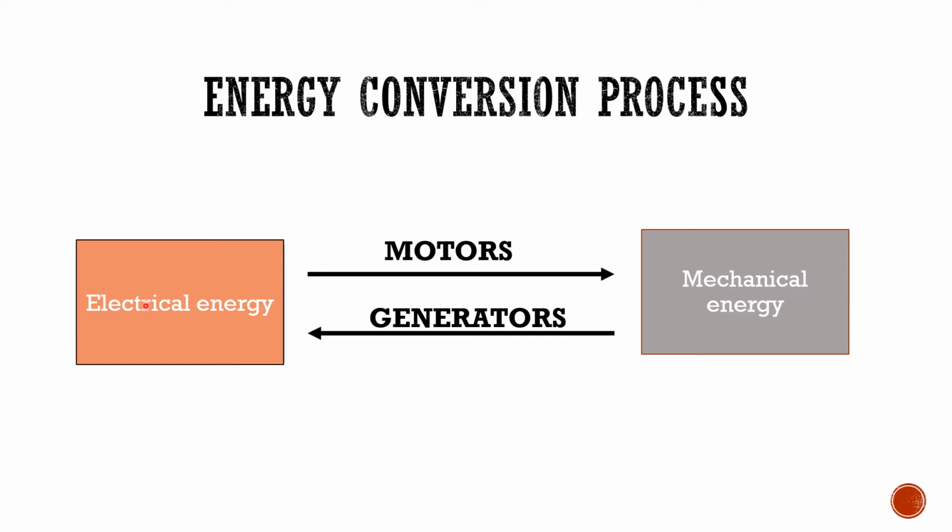So electrical energy cannot become mechanical energy by itself. It needs a process. So there go the electrical machines, the motors or generators. If we have electrical energy and we make this energy into mechanical energy, we're talking about a motor. But the other way around, if we have mechanical energy and we want it to become electrical energy, then we need a generator.